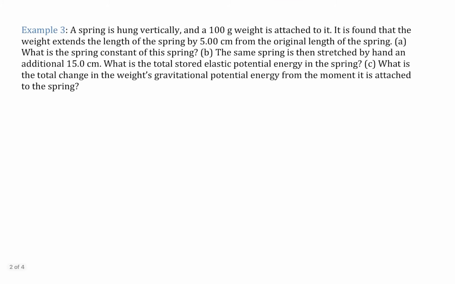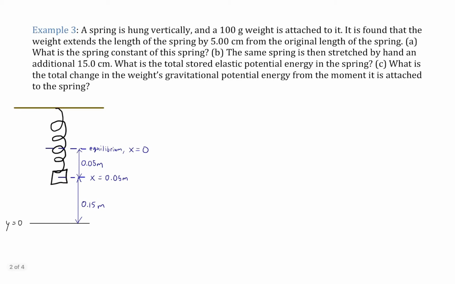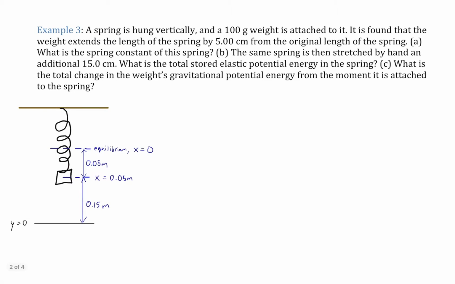Now let's consider a spring. A spring is hung vertically and a 100-gram weight is attached to it. Let's take a look at the picture here. There's the weight. It is found that the weight extends the length of the spring by 5 centimeters. That's this stretch here. By the way, the original length of the spring, I call that the equilibrium. That's a term that becomes more important when we talk about oscillations. But here, equilibrium is also just the original length of the spring. So it stretches by 5 centimeters from the original length.